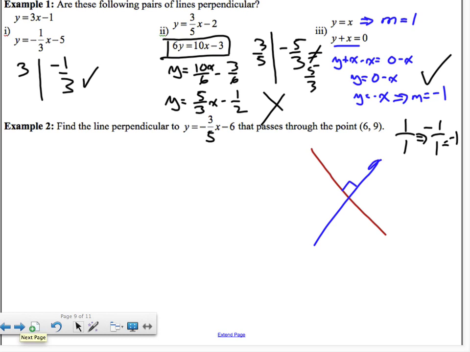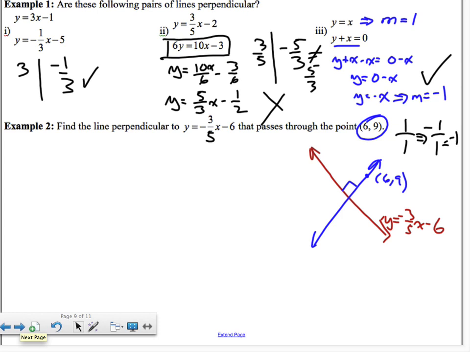You want this blue line that passes through the point 6, 9. So in other words, we want to find the equation of the blue line. Okay, we can make 6, 9 somewhere up here. That visually helps you see what we're doing. Here we've got the red line. So we said that this is y is equal to minus 3/5 x minus 6.